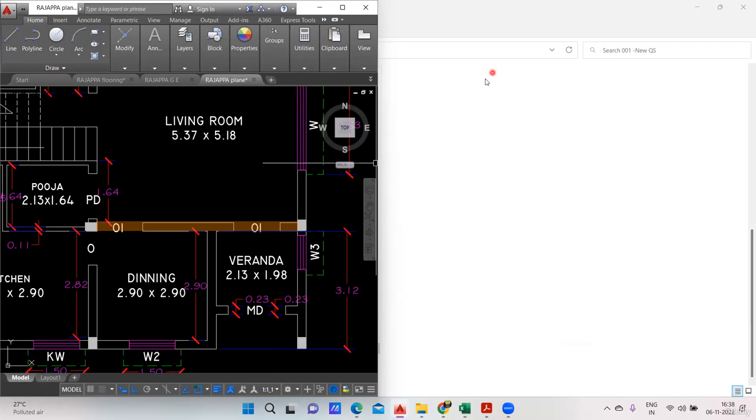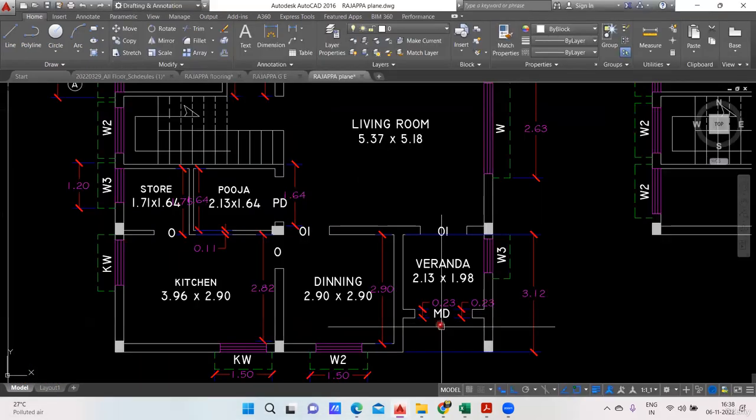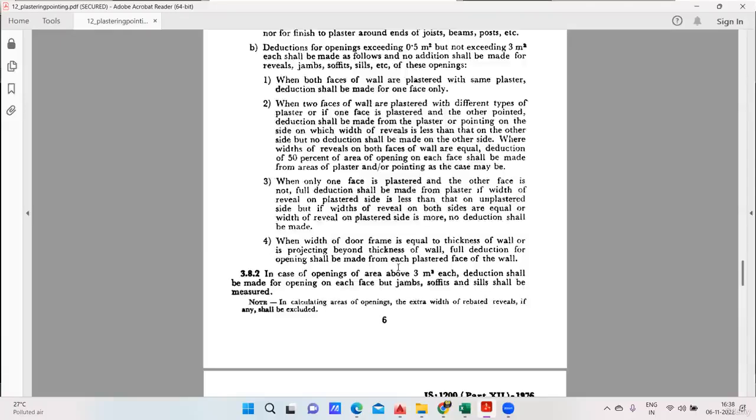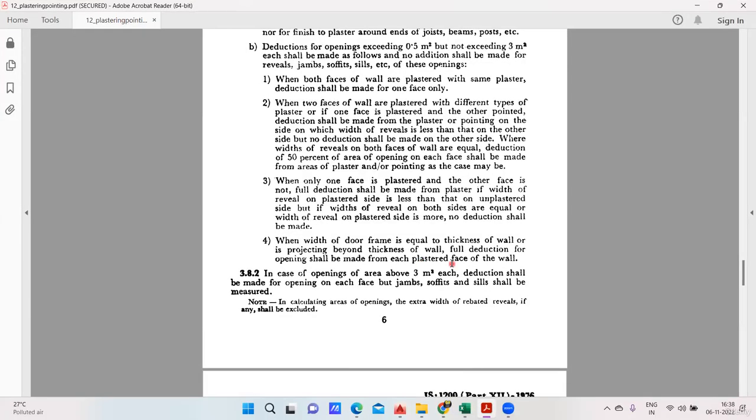Anyhow, in our quantity estimation, we did not get that. Most of our openings were falling in between 0.5 to 3, so whatever we did is correct.